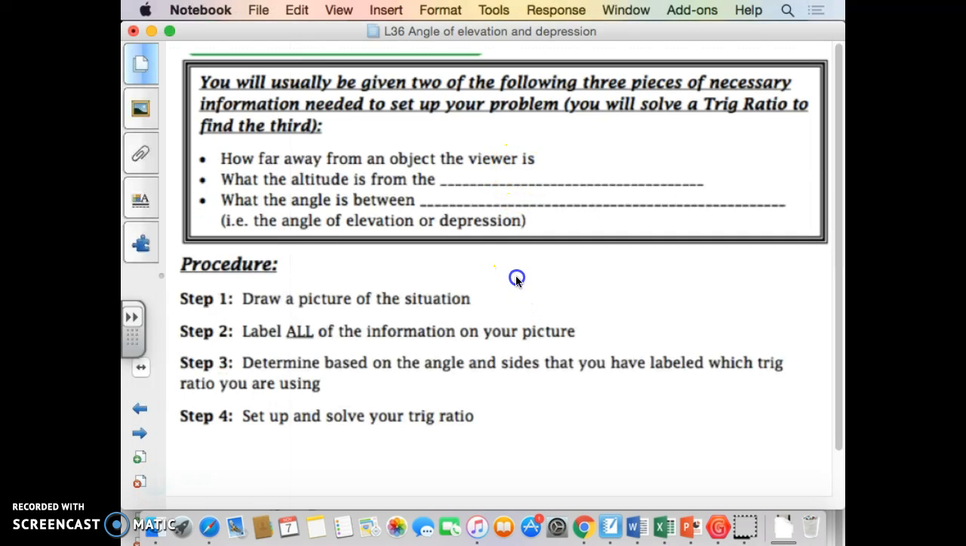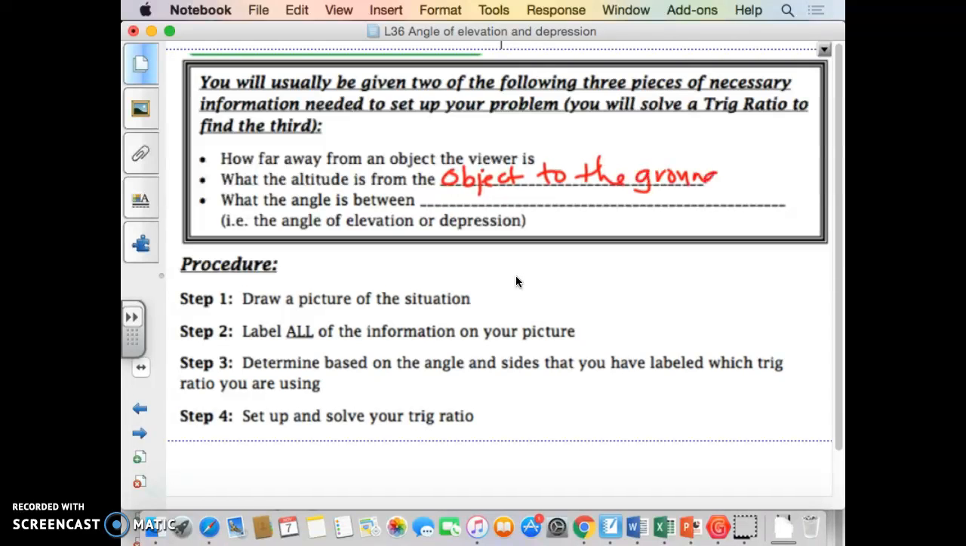Okay, so if we're going to take some more notes on this, it says you'll usually be given two of the following three pieces of necessary information to set up a problem, and then you use a trig ratio to find the third. So let's go ahead and look. How far away from the object the viewer is, what the altitude is from the object to the ground, so that would be like an airplane, and what the angle is between the horizontal and line of sight. All right, so it's either going to be an angle of elevation or depression.